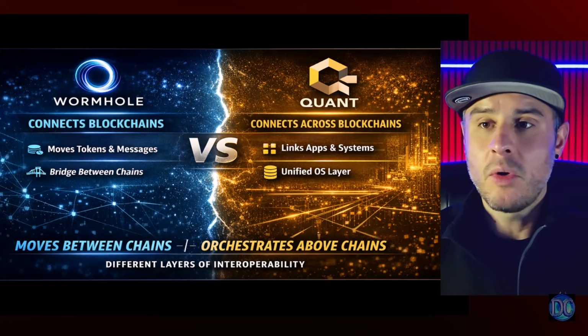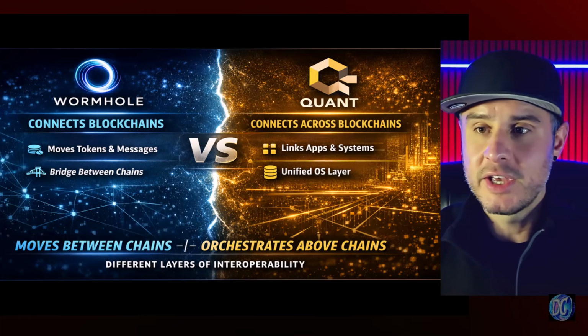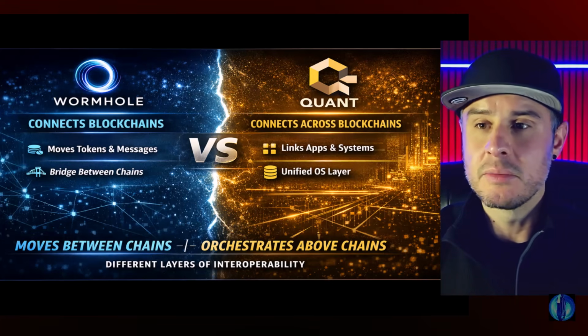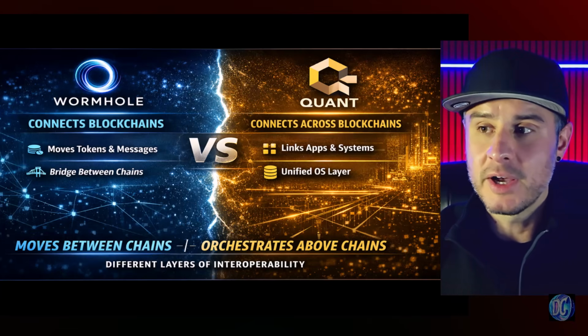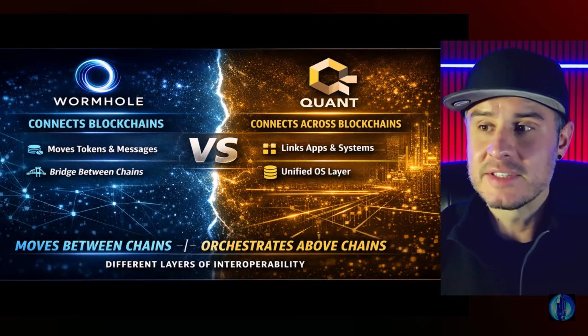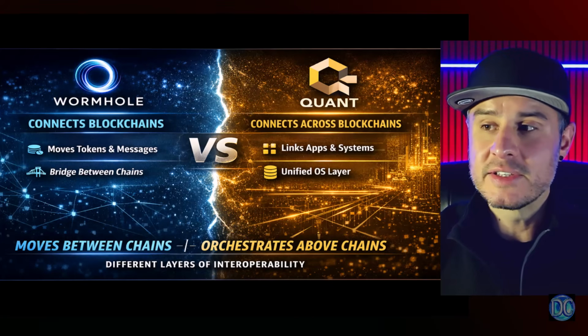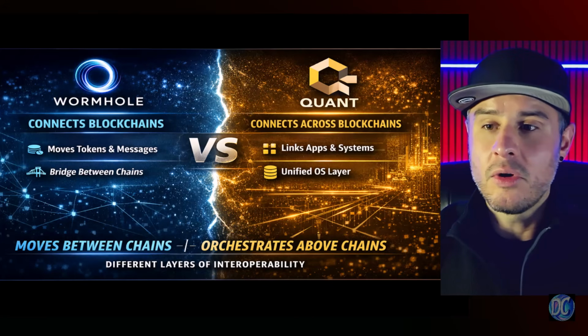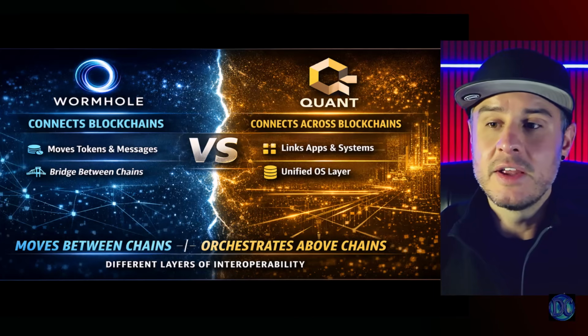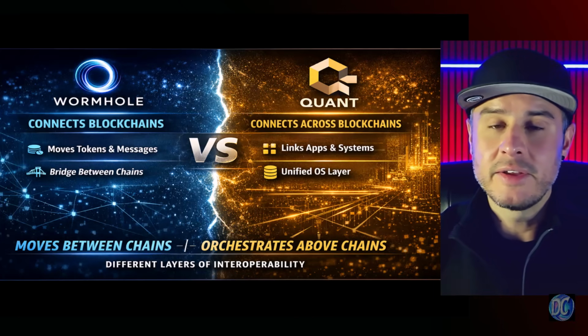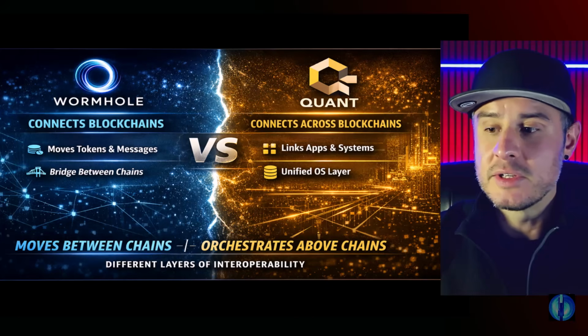So we have Wormhole on the left that is going to connect blockchains, move tokens and messages, bridge between chains, whereas Quant connects across blockchains, links apps and systems, a unified operating system layer. So Wormhole moves between chains, Quant orchestrates above chains, different layers of interoperability. That's key to know there. Let's keep going to the next slide.